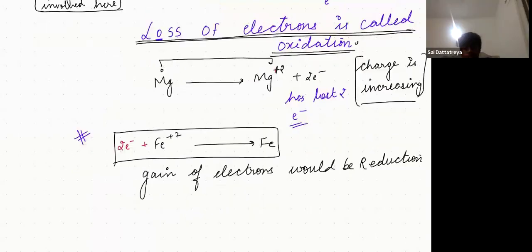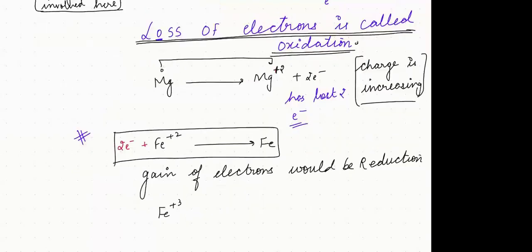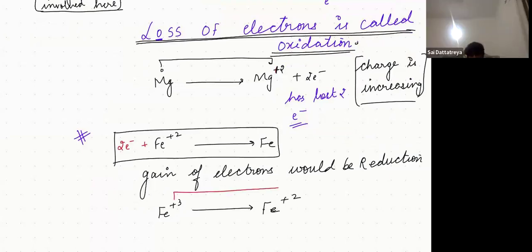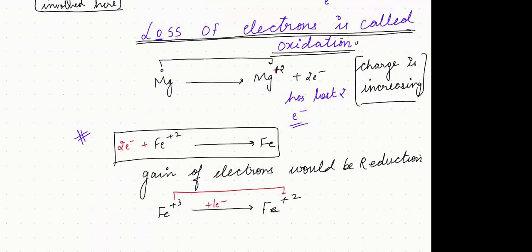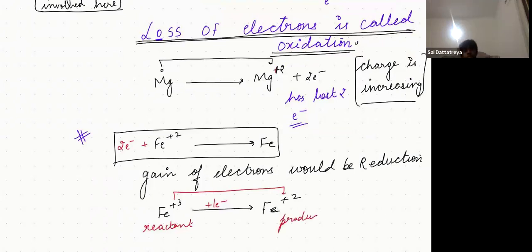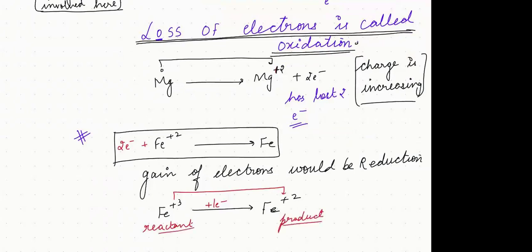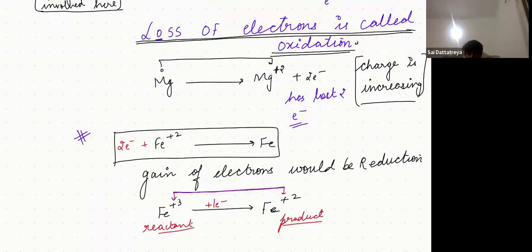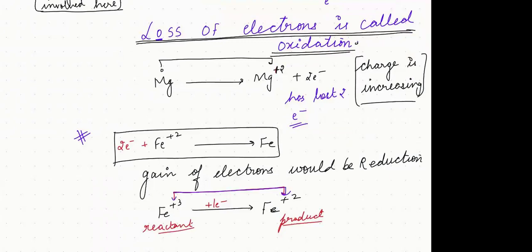Because if anything gains an electron, it is gaining negative charge. Let's suppose Fe+3 converts to Fe+2. What is happening here? It is reduction, because it is gaining one more electron, not oxidation. Going from reactant to product, the charge is decreasing. Why is the charge decreasing? Because an electron is gained. So it is going from Fe+3 to Fe+2.